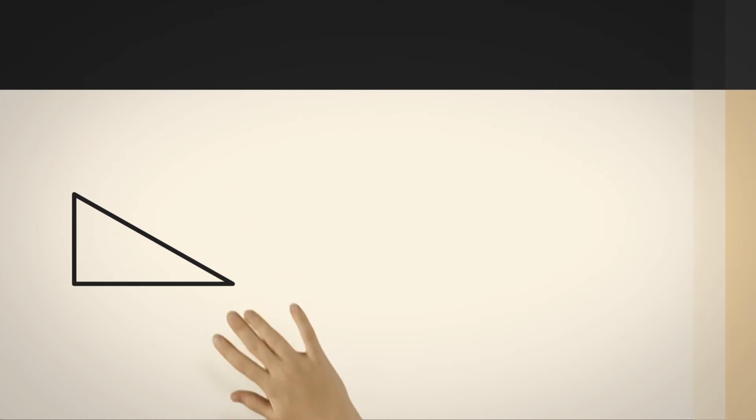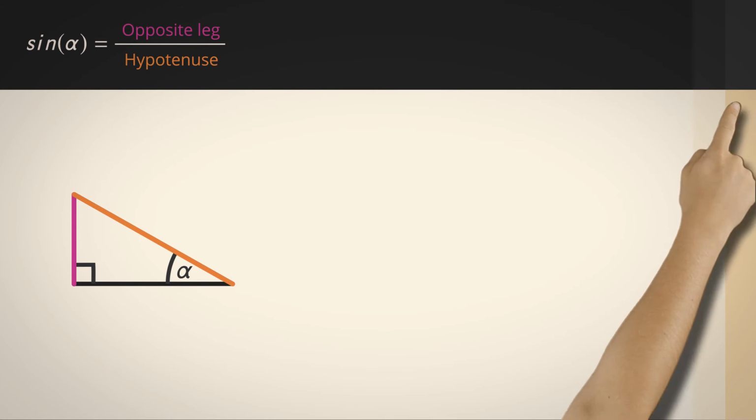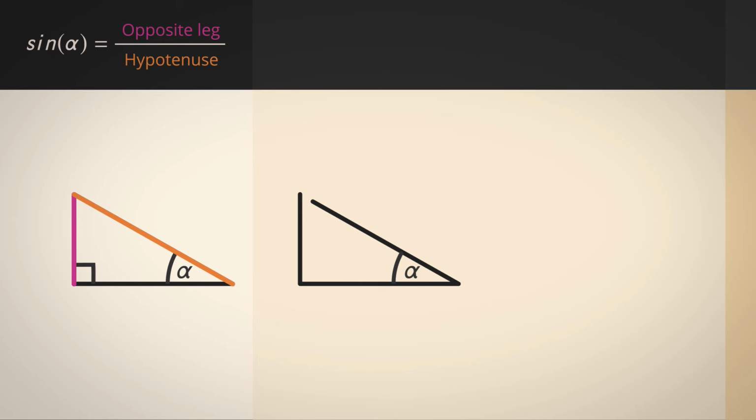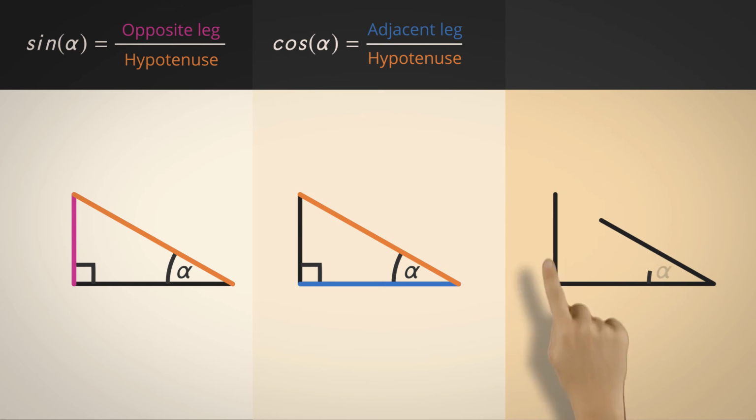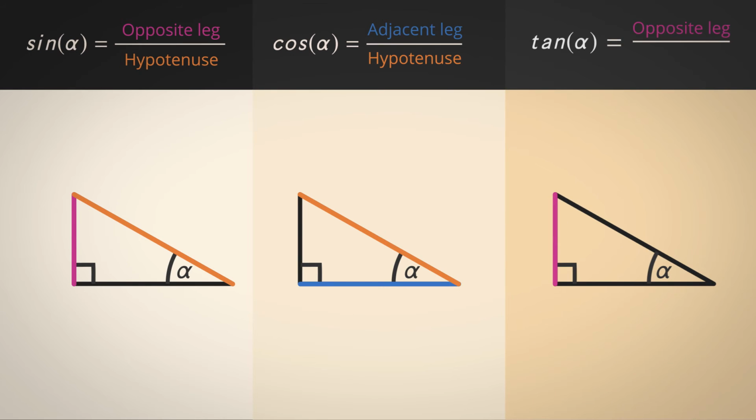To calculate the sine of angle alpha, divide the length of the opposite leg by the length of the hypotenuse. And to find the cosine of angle alpha, you divide the length of the adjacent leg by the length of the hypotenuse. For the tangent of angle alpha, just divide the length of the opposite leg by the length of the adjacent leg. Which trigonometric ratio should you use to solve this problem?